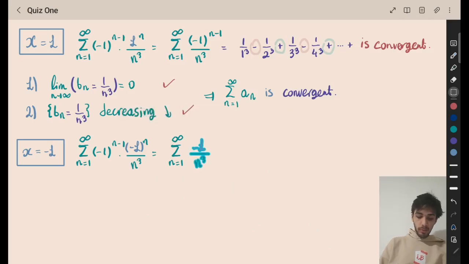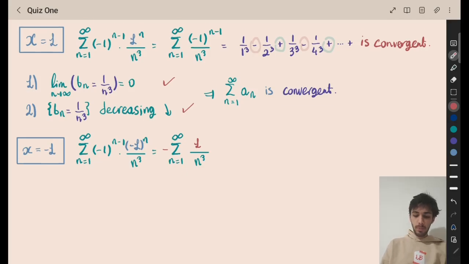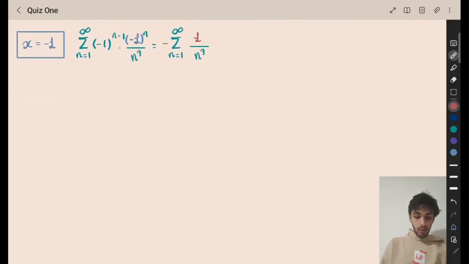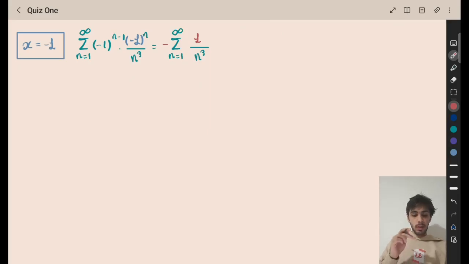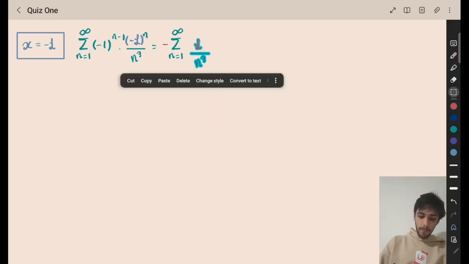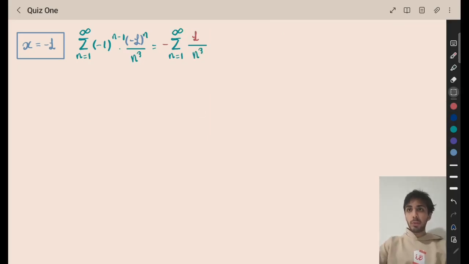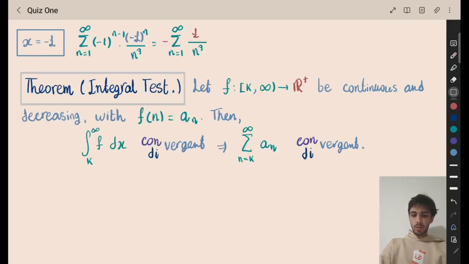And now I'm here, and since I have the minus sign, why not put it on the outside and try to focus on this? Now it turns out that this very series needs some sort of machinery as well. So give me a moment. So this is the piece of machinery. That's the integral test.